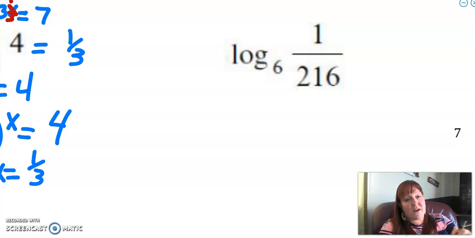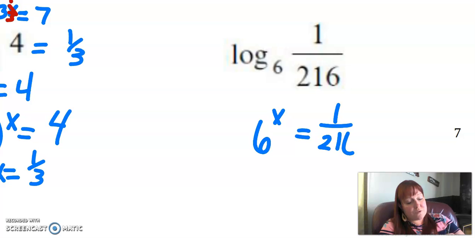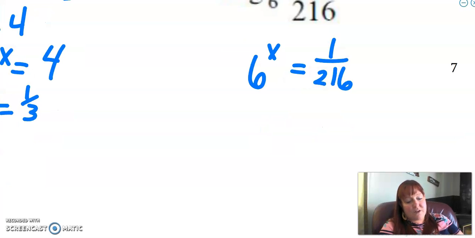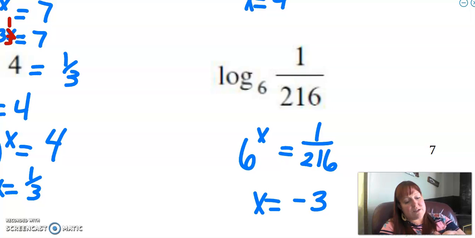And finally, we have log base 6. What exponent do I need on 6 to get to 1 over 216? Since it's a fraction, I know it's going to be a negative exponent. And with negative exponents, let's see, 6 squared is 36 times 6, so x equals -3. So log base 6 of 1 over 216 is -3.